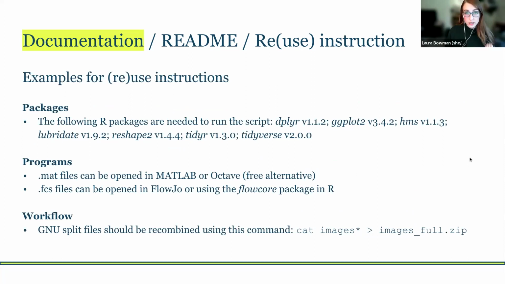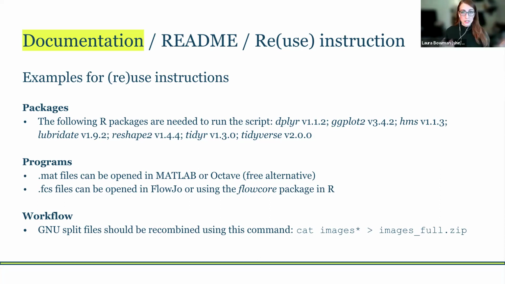This is an example of what some of those would look like. A list of R packages and their versions of what was used so that people can recreate the analysis. This MATLAB one is a good example of having a freely available alternative. So MAT files can be opened in MATLAB or Octave, which is freely downloadable, Mac, Windows, Linux, all of those. And then this one can be opened in FlowJo, which I think might be a paid software, or using a special package in R. And then for workflow, this is one that we run into a lot.